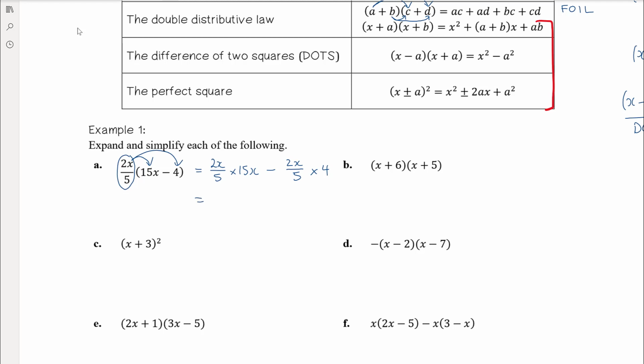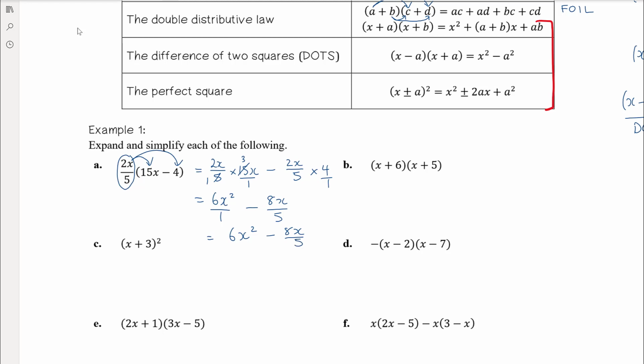Okay, so thinking about multiplying fractions, this is 15 over 1. So you shouldn't be doing 2 times 15 because the 15 will cancel down with the 5. And so actually we've just got 2 times 3, which is 6, x times x, which is x squared over 1, minus, and again, this is 4 over 1, so we're going to get 2x times 4 on the top, 8x over 5 on the bottom. Alright, so we've got 6x squared minus 8x over 5.